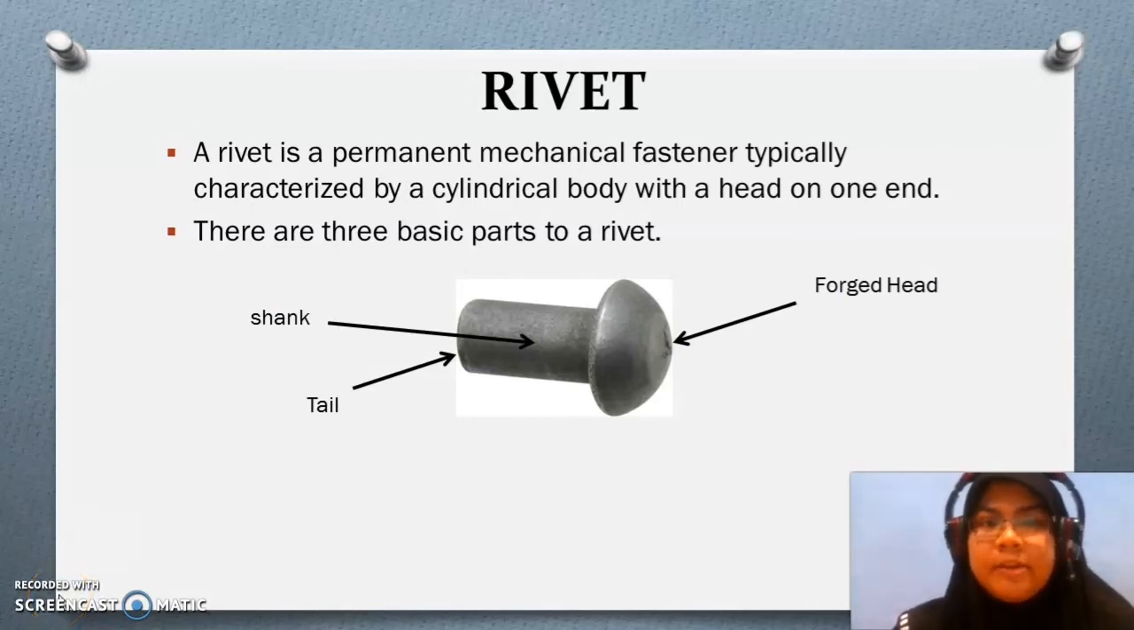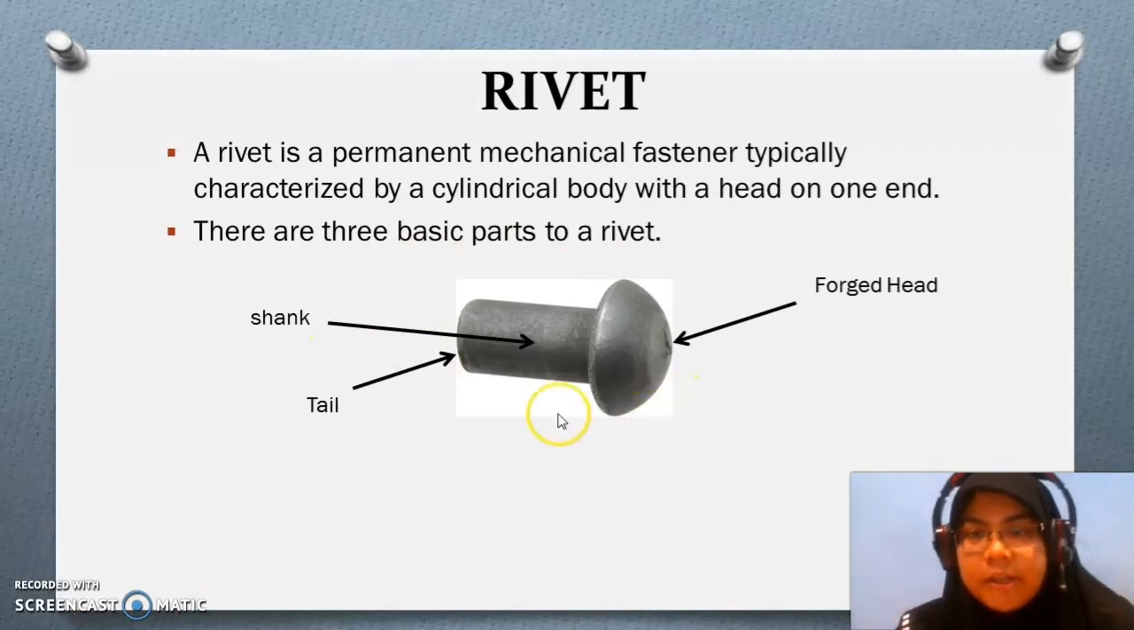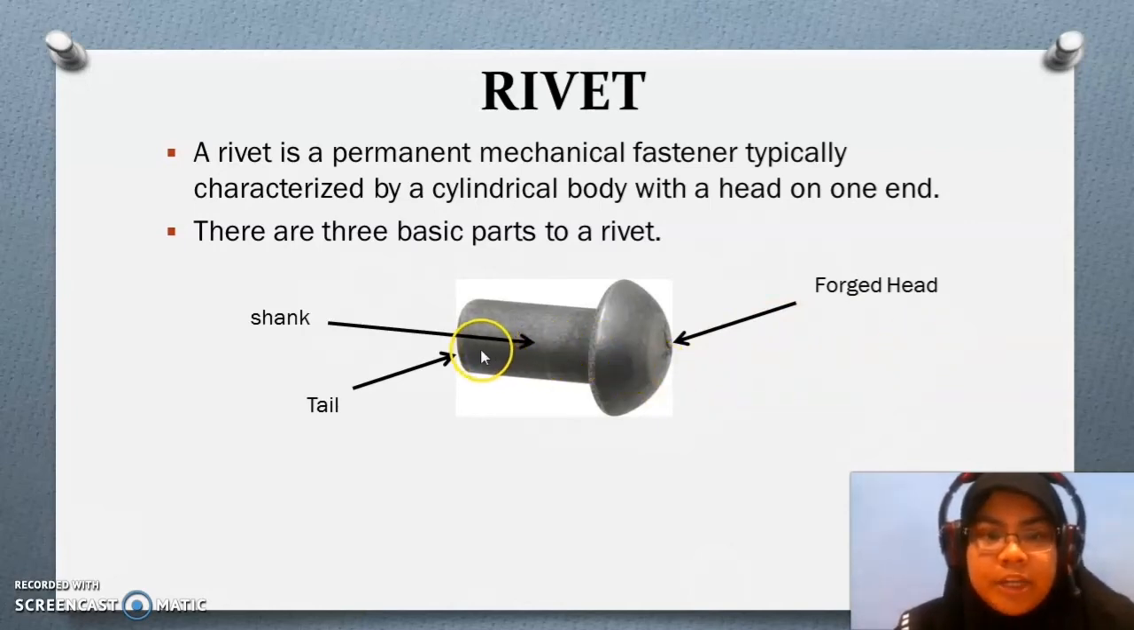So what is a rivet? A rivet is a permanent mechanical fastener, typically characterized by a cylindrical body with a head on one end. There are three parts of a rivet, as you can see here. The round shape we call the forged head or the original head, and the cylindrical body we call the shank. The other end of the rivet we call the tail.